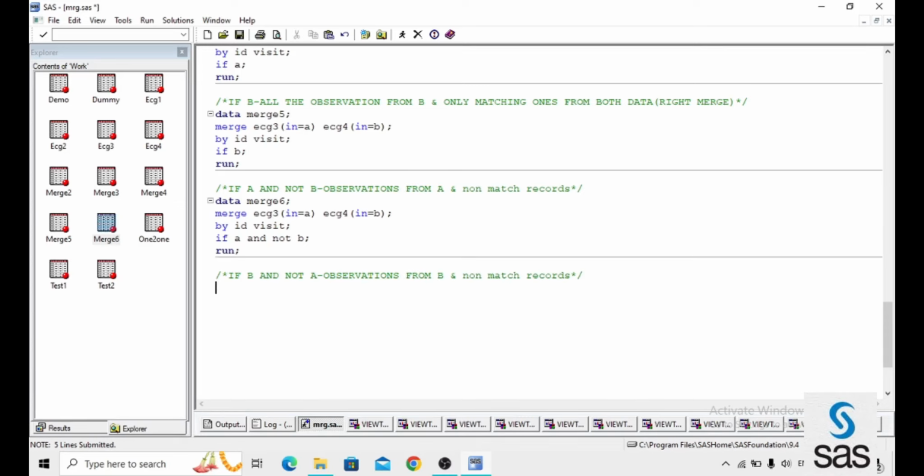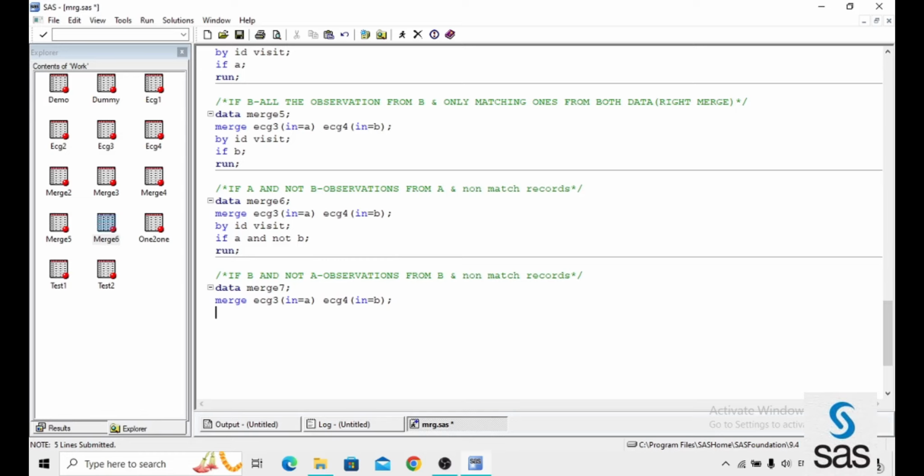Okay, same with B. If B and not A: observations from B, those not matching with A. I am explaining with the code. I named the dataset merge7 and merge ECG3 and ECG4 by ID and visit, if B and not A, and run. What does it mean? Observations from B that are not matching with A.